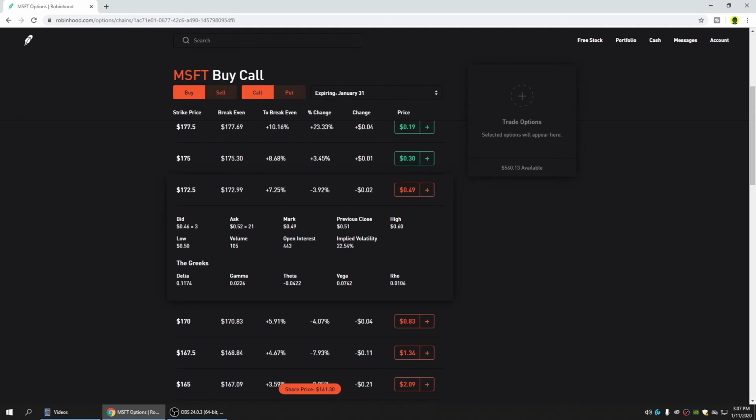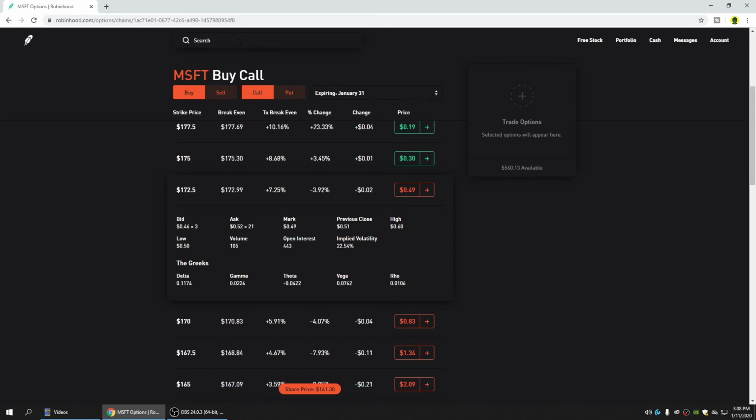We also have volume and open interest. Volume is how many of these contracts have been purchased this day, and open interest is how many contracts are open right now. So the implied volatility is just how much people think the stock is going to move.